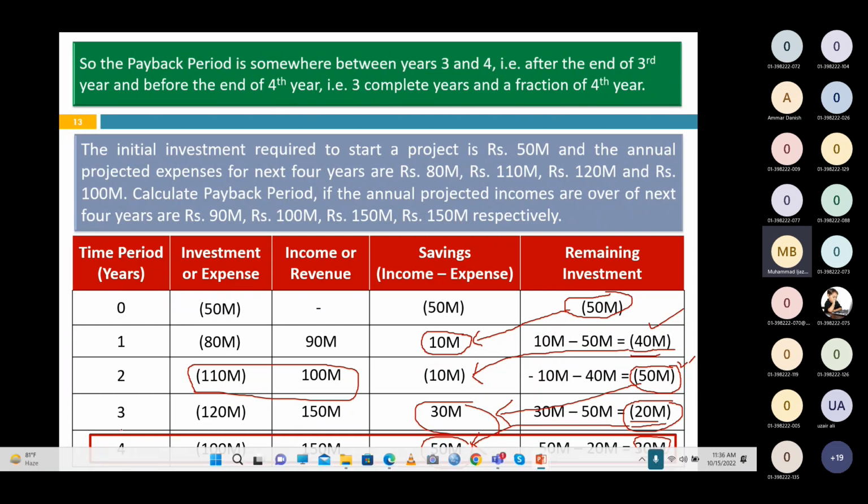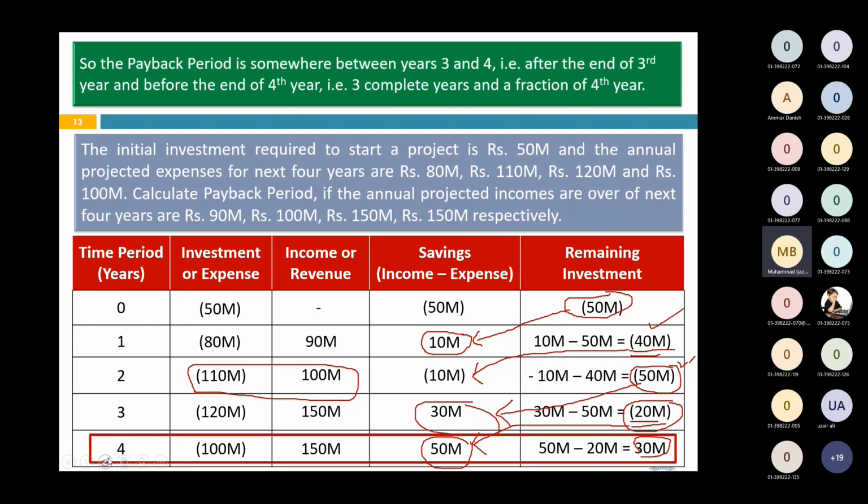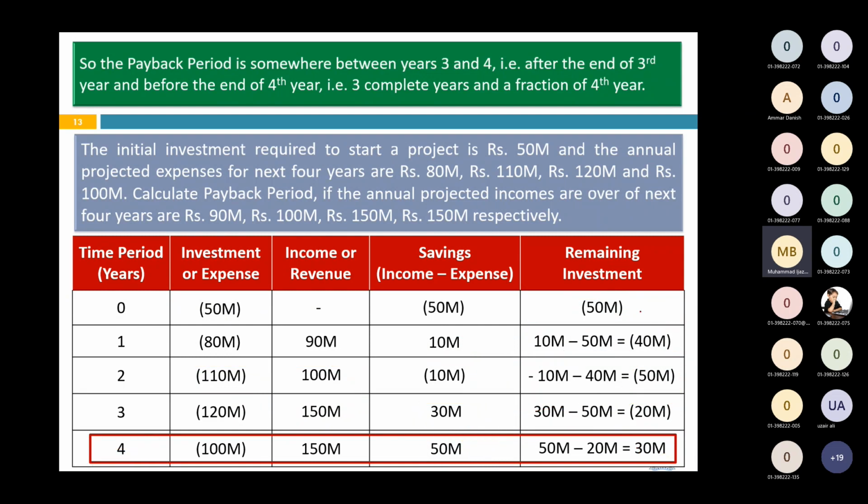Yes, sir. So here, my profit, actually, I saved 30 million by the end of this. I not only was able to recover my original investment of 50 million plus the 10 million that I invested further, and I recovered all this, plus I was able to save 30 million at the end of the day. Fine? Yes, sir.